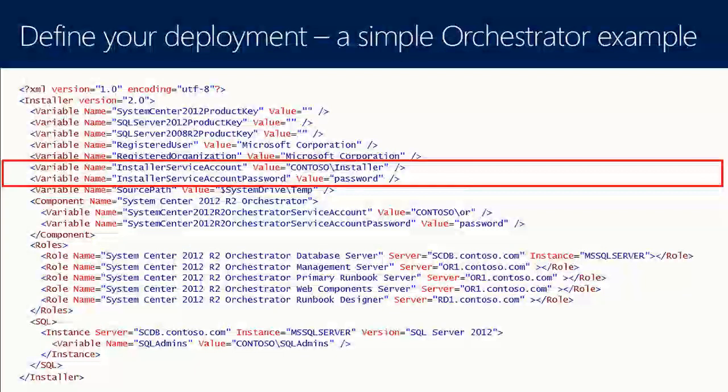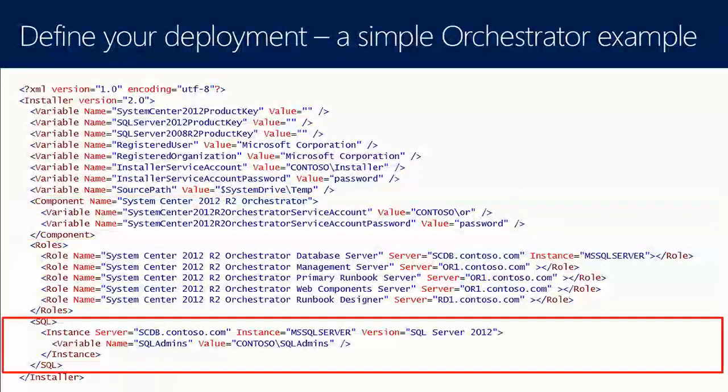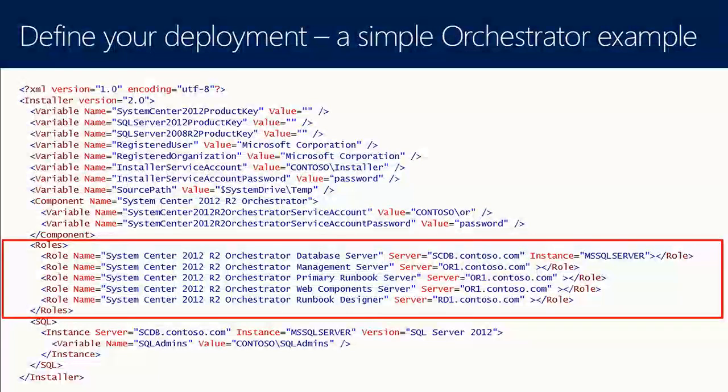We've specified the installer account. That's not going to be used for any of the services. That's just used for actually performing the installation. We specify variables for the component, so in this case it is just service account and password. Which servers we want those roles to go on. So this is a separate database server, one server for the orchestrator box, and then I've got a remote desktop.